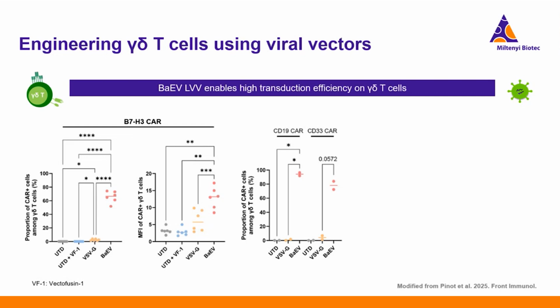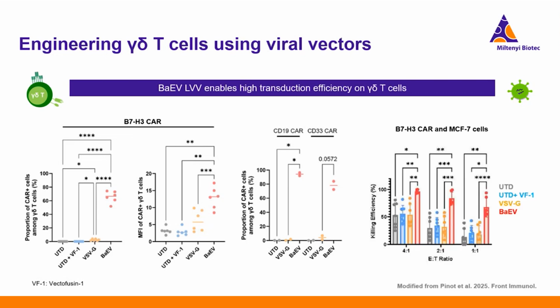However, when we were using the baboon pseudotype lentiviral vector, the transduction efficiency increased significantly, and we were able to observe this with the use of different constructs, like the ones mentioned here, V7H3, C19, and C33.